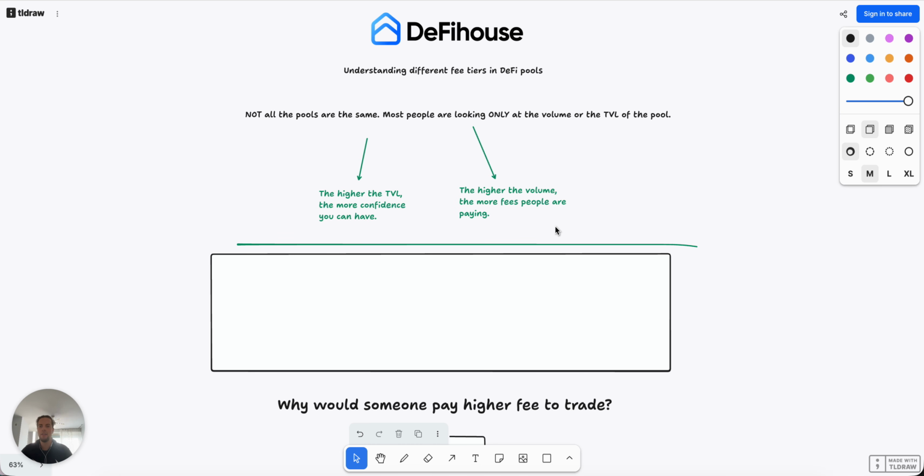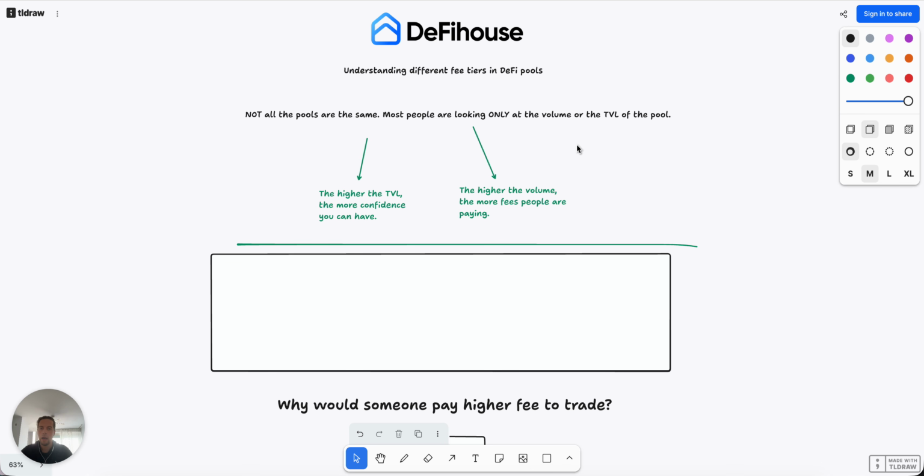So in this video, I want to cover the understanding of different fee tiers in DeFi pools, because that is also a very misunderstood thing. A lot of people, both from the trading perspective when they want to swap between two assets, and from the liquidity provision perspective, tend to misunderstand the differences and importance of this.